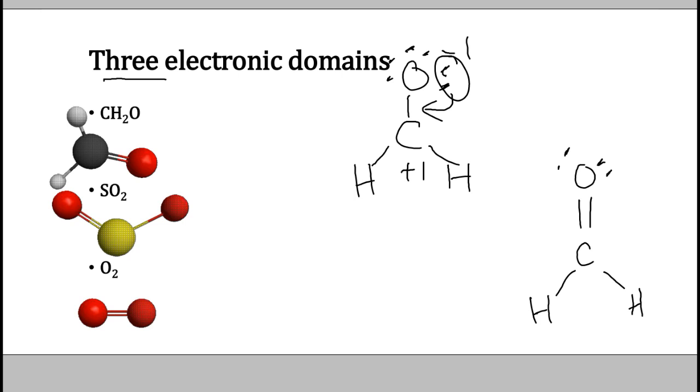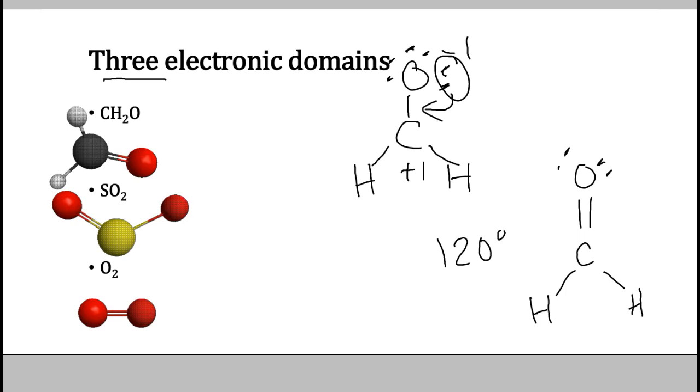Think about it. You have 3 things coming out from that central atom. They're all in the same plane. So 360 degrees divided by 3 is 120 degrees. So there's no lone pairs on this molecule or on the central atom. That means the molecular geometry is trigonal planar.